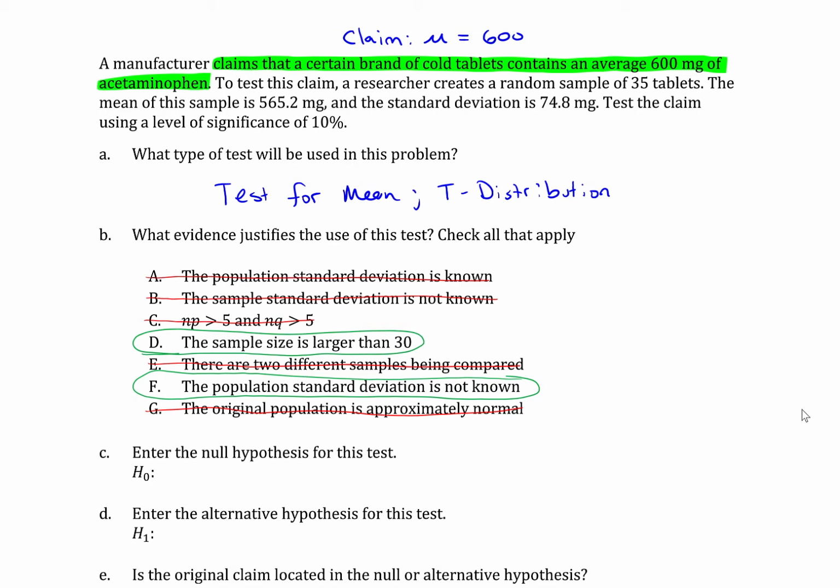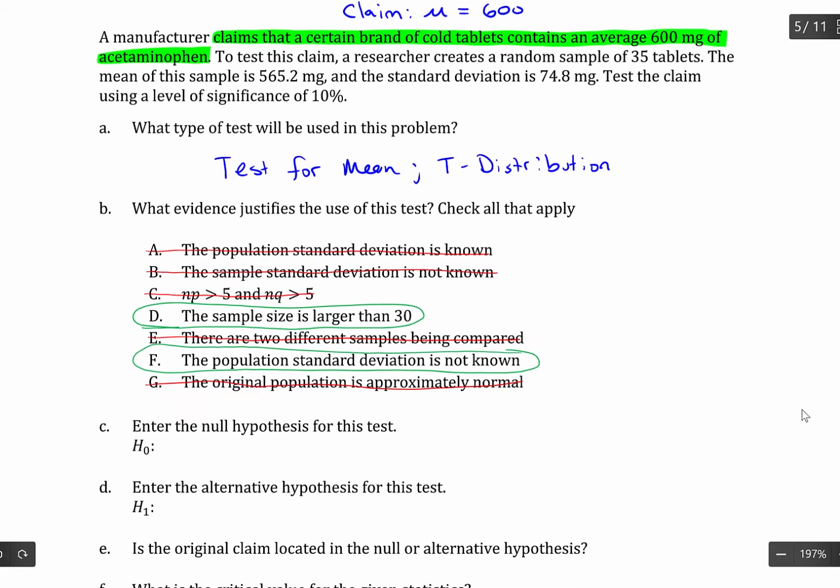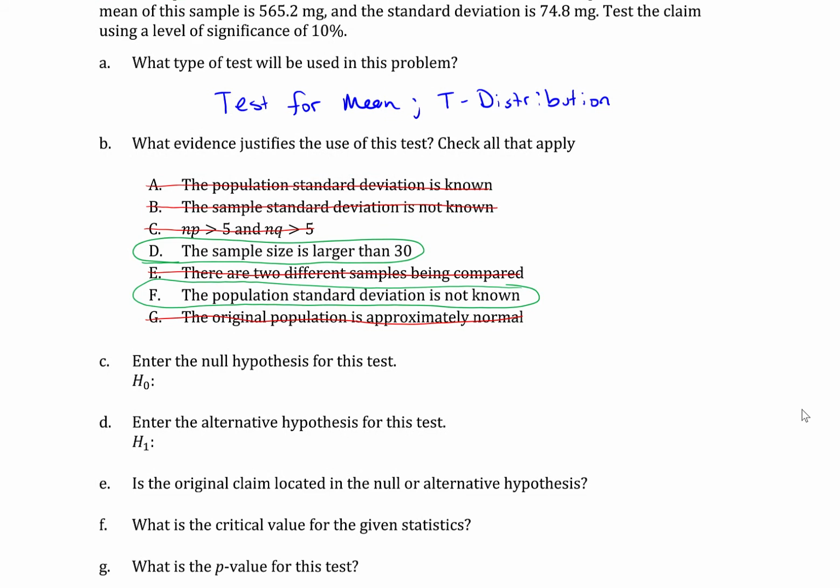Now we're ready to walk through the steps of the hypothesis test. The first things that we need are the null and alternative hypothesis. The claim was that mu is equal to 600, which has a statement of equality. Anytime we have a statement of equality in our claim, that claim falls under the null hypothesis. So mu equals 600 is my claim. Then the complement goes in the other hypothesis statement, so mu is not equal to 600 goes in the alternative.